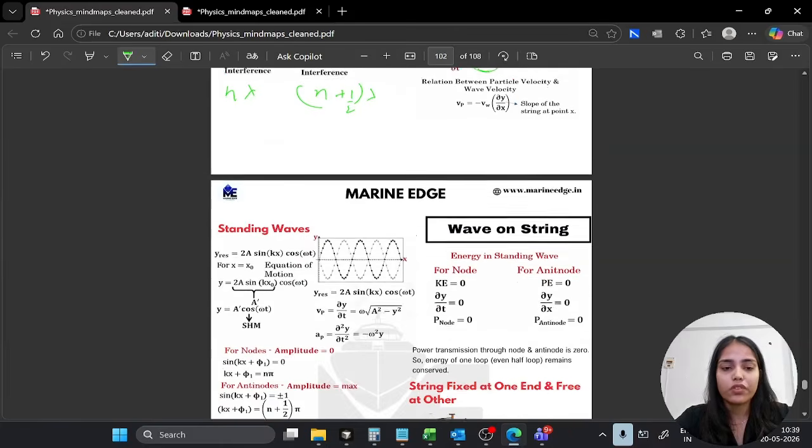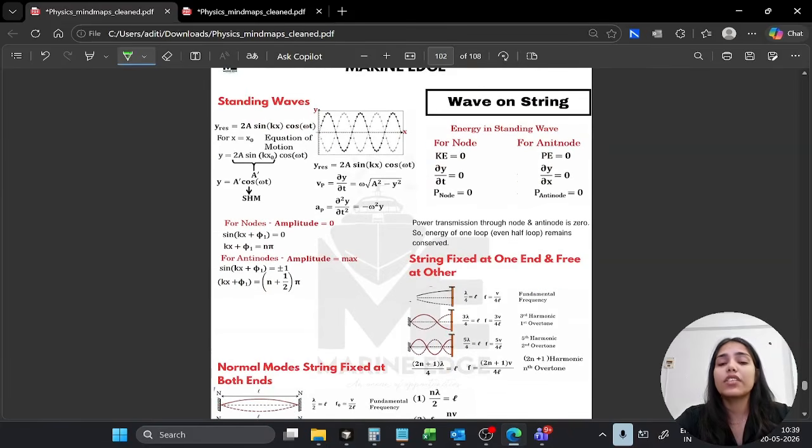That is, the acceleration is minus ω² y. Okay. Now moving forward, we have the standing waves, as we discussed with the organ pipes. When we talk about a standing wave, the equation is 2A sin(kx) cos(ωt).